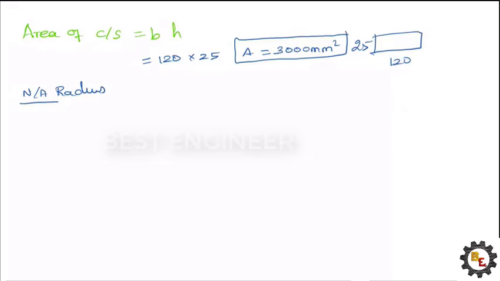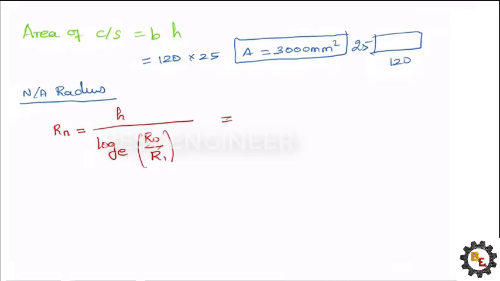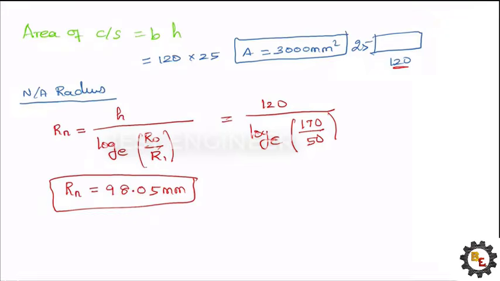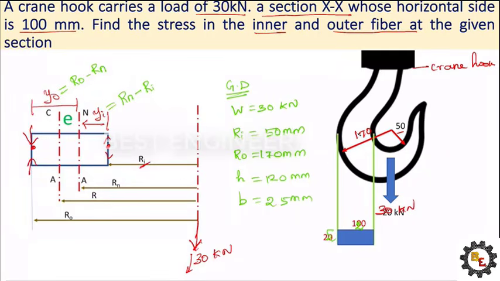This formula is available in the data book, page number 6.1. Neutral axis Rn equal, we know the formula, h is 120 millimeter, 120 divided by log e of R0 value 170 divided by Ri value 50. We can find that value now. Rn is equal to 98.05 millimeter. Neutral axis is located at 98.05 millimeter.